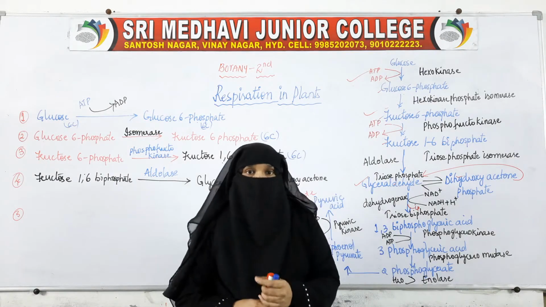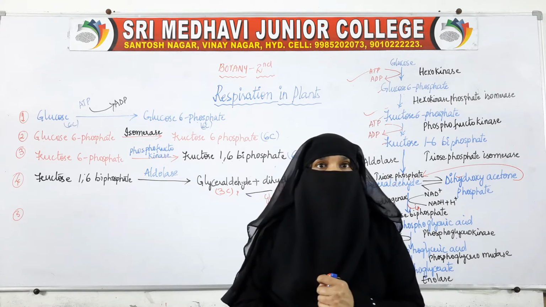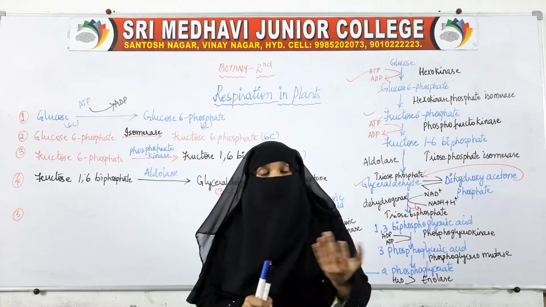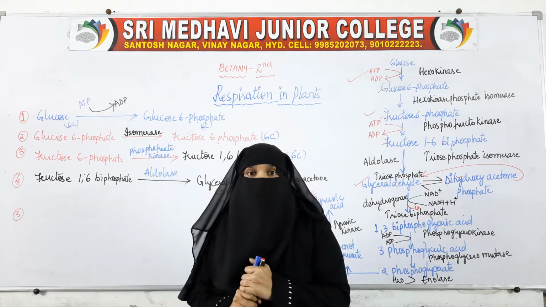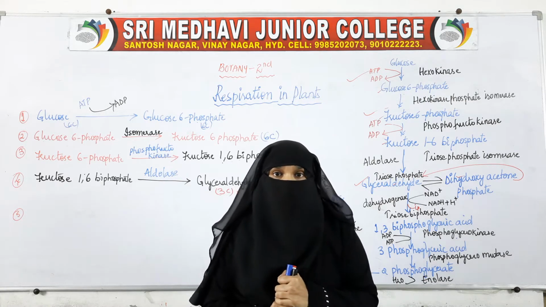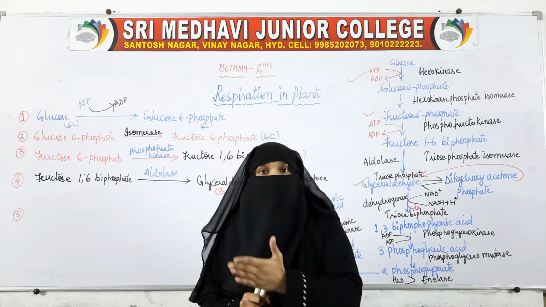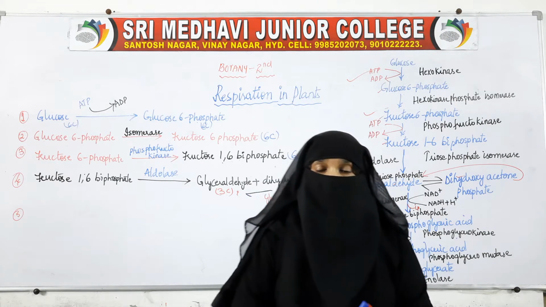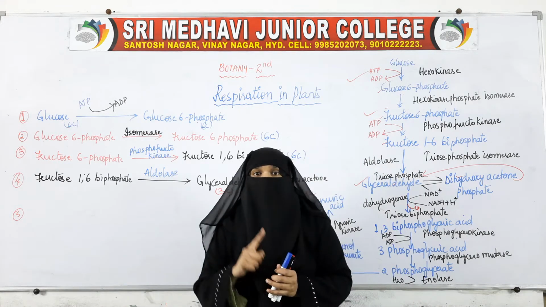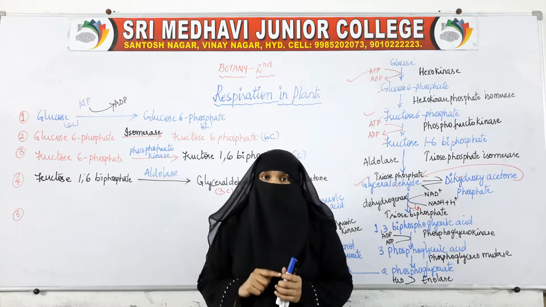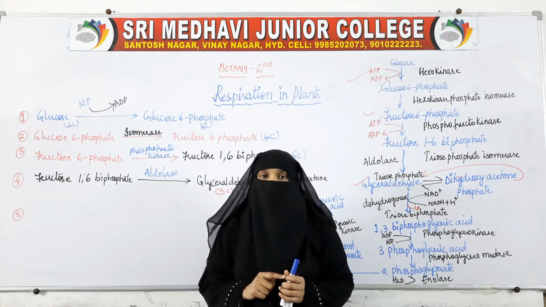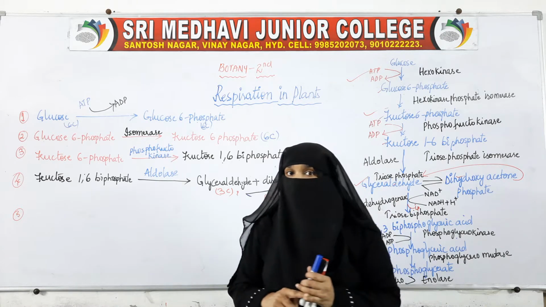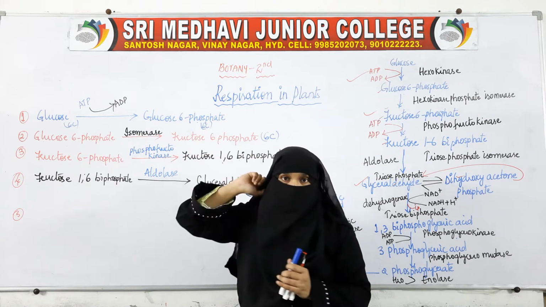Welcome everyone. Here we were discussing the various steps which take place in the process of glycolysis, as it is a 10-step reaction. Glycolysis is a 10-step reaction where glucose will finally break down into two molecules of pyruvic acid. So, in the first reaction, glucose, by utilizing 1 ATP, has changed to glucose 6-phosphate.